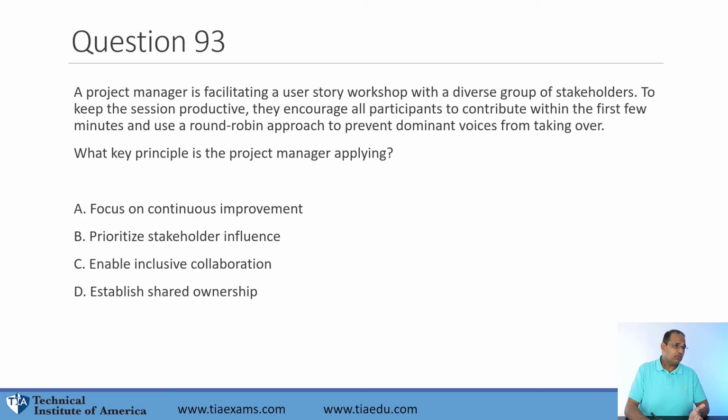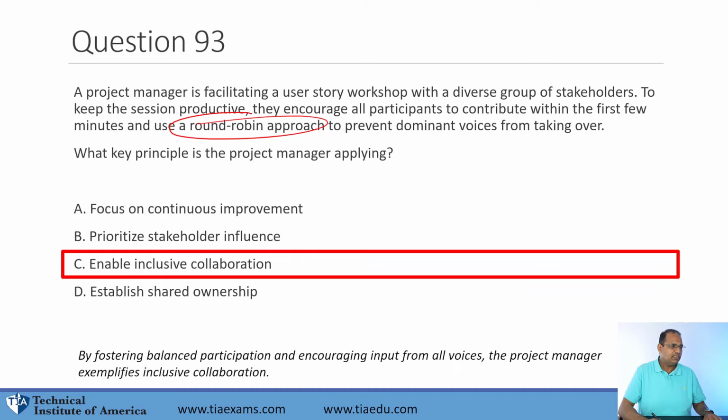Now, you notice you're using what's called a round robin. So that way you go to you, then there's Bob, then Jane, then Mary, then Peter. So you're going around the room. Everybody is getting a voice. So no one is dominating it. What you're trying to do is you're trying to be inclusive. You don't want to exclude people. You want to bring people together, which would be C.